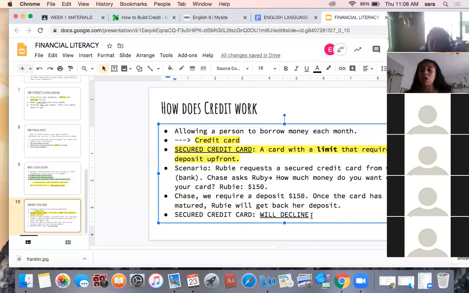Okay, so secured credit cards will decline if you're past your limit. They won't even let you borrow more money if you pass your limit. That's why they're called secured, because they don't let you spend thousands of money on it when you don't have that kind of money, right? So how do you manage this?